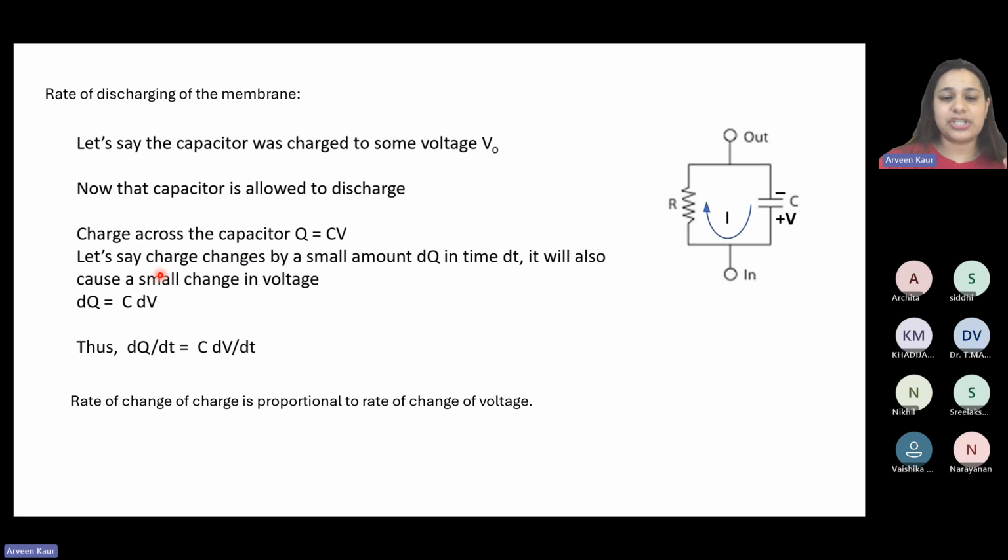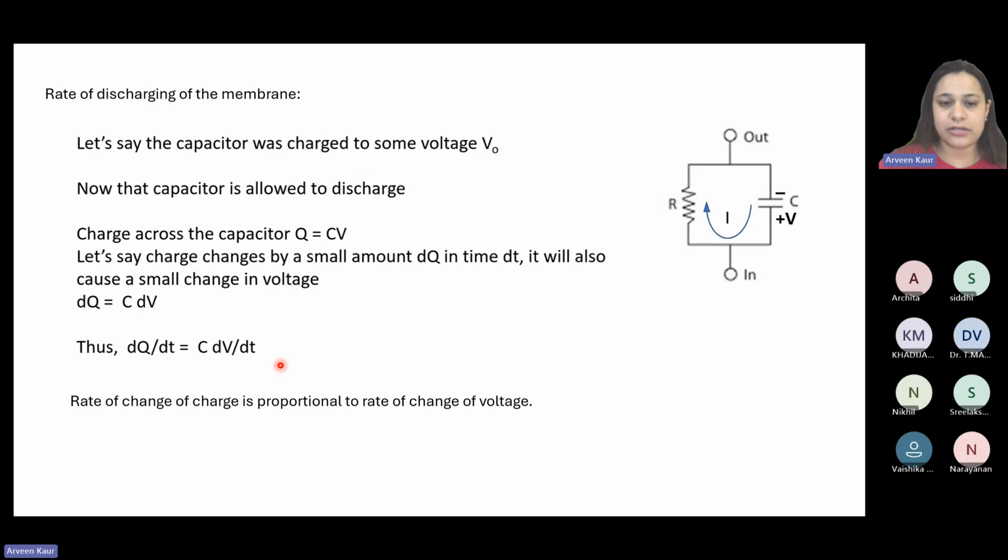Let's say that the charge changes by a small amount, that is dq. Obviously, because the current is also now not applied, charge will change slowly, right? In a little time, it will change slowly. The value will be dq equals C dv, right? Because a small voltage is being affected by a small charge change, right? And the rate of change of charge will be proportional to the rate of change of voltage. So dq by dt is equals to C dv by dt, right?